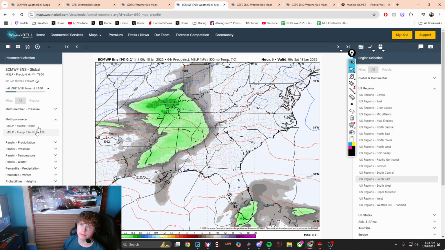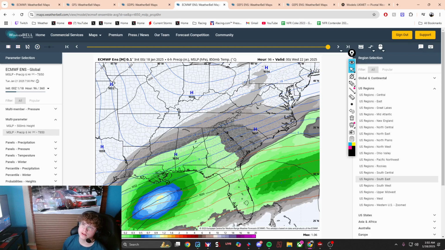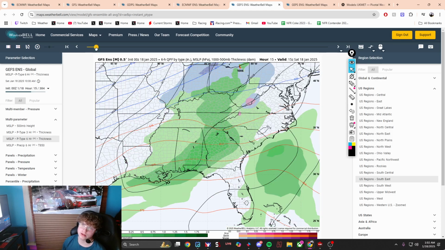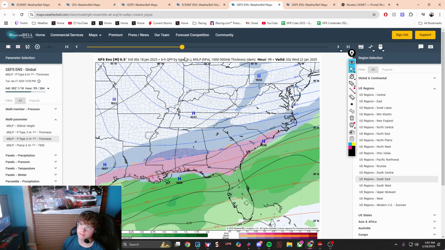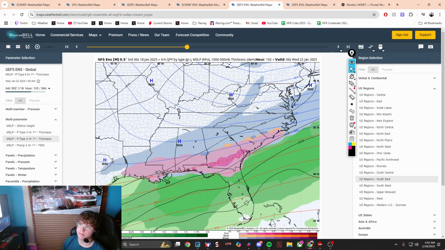All right, so I'm looking at the new Euro. Has it come in? Oh, it has. Okay. So this is the new Euro. We're gonna go to the GFS ensemble, but this is the new GFS ensemble. So basically you have 50 members, all compacted in one.